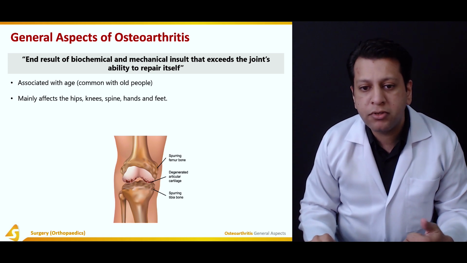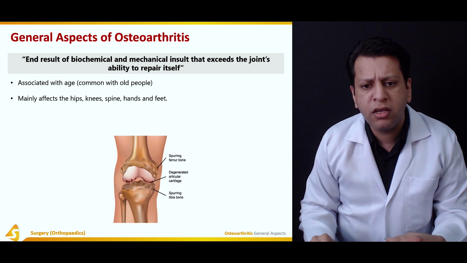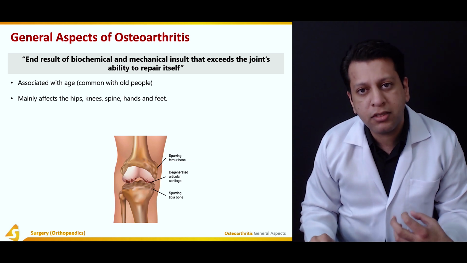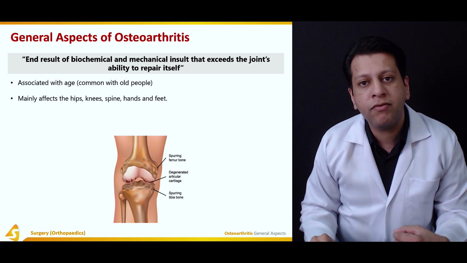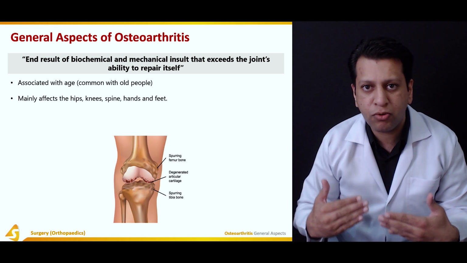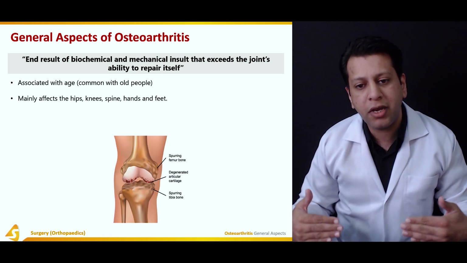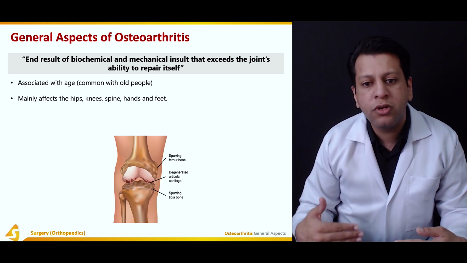It mainly affects the hips, knees, spine, hands and feet. If you see closely, the hip and knee are involved in weight bearing. In the feet, mainly the ankle joint is also involved in weight bearing. As for the spine, the force of our weight is transmitted from the lower spine to the hip, then to the knee and eventually to the ankle. So the spine also deteriorates due to weight bearing.